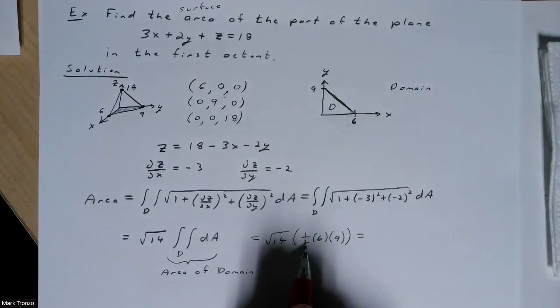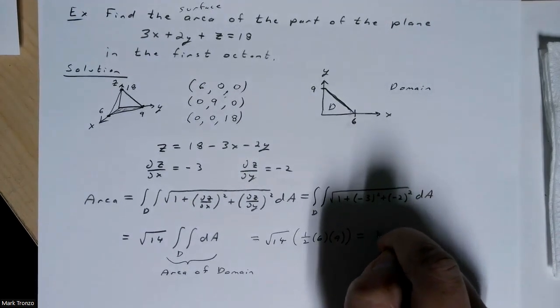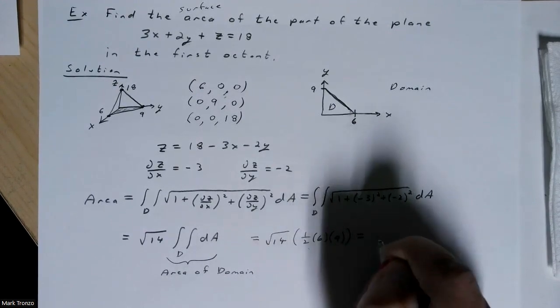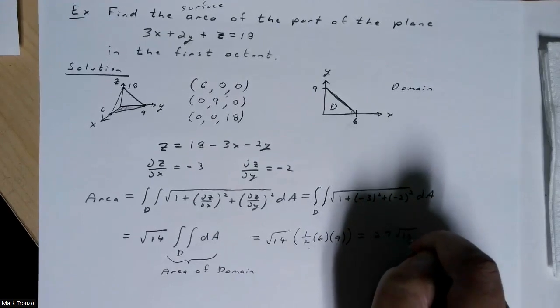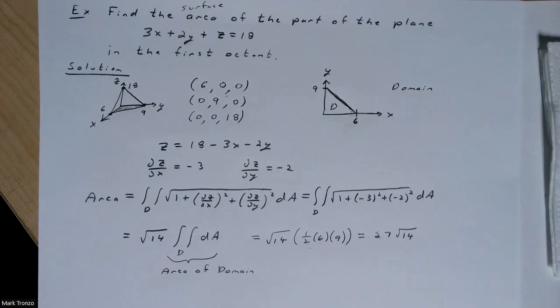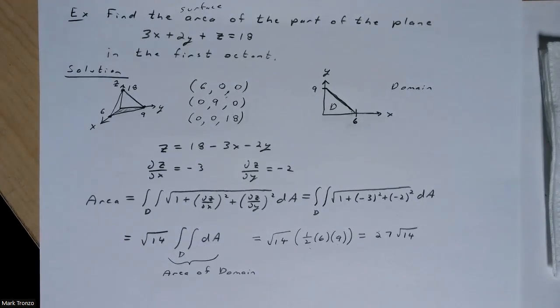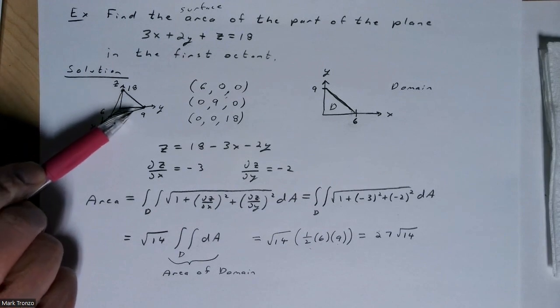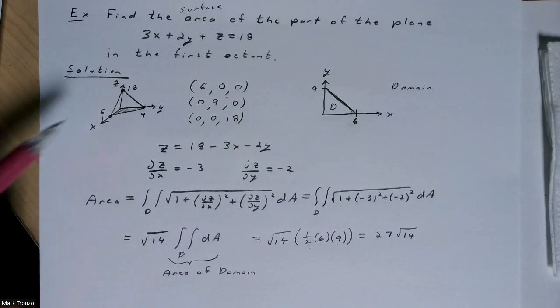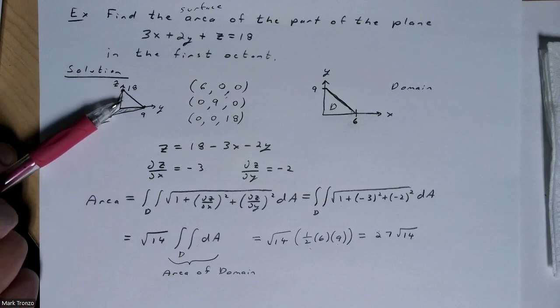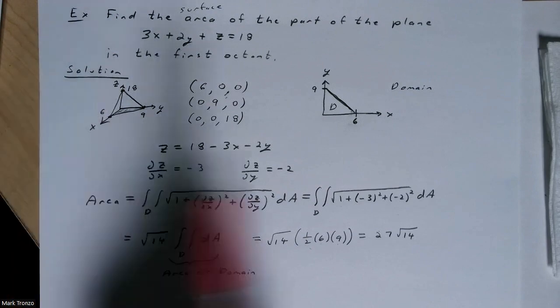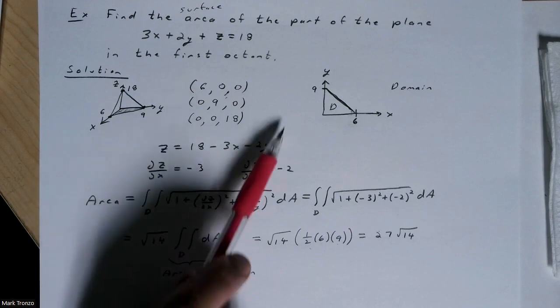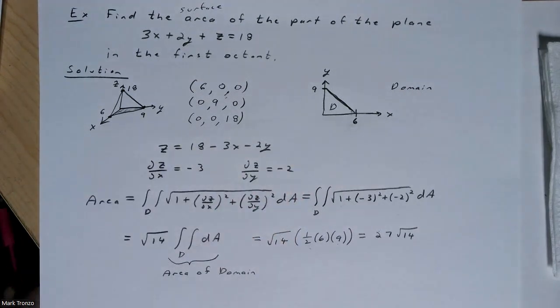And then that's going to be, when that 3 looks like 27, if I'm doing this correctly. This will be 6 times 9 is 54, divided by 2 is 27. 27 square root of 14. Again, that gives us the area of this plane that's in the first octant. And if you look at the projected area under the plane in the first octant, that's this part way down at the bottom here, which is redrawn over here. That's our domain. Again, take the derivatives, plug them in, and get that.